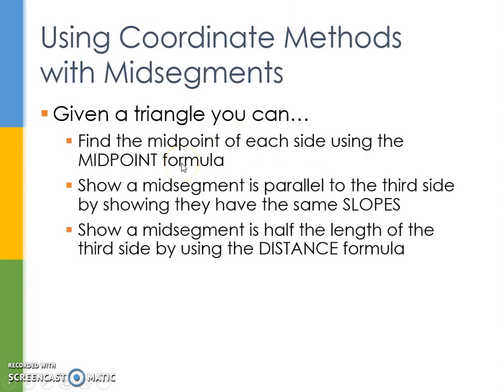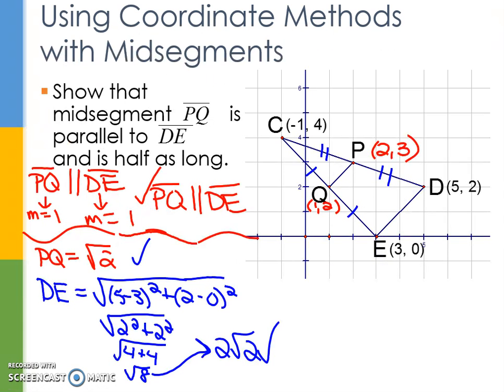So first, you can use the midpoint formula. Second, you can show the midsegment is parallel to the third side by using slopes, the same slopes, rise over run. And third, you can show the midsegment is half the length of the third side of the triangle by using the distance formula. So let me show you that. Let's fill in the blank using coordinate methods with midsegments. Show that midsegment PQ is parallel to DE and is half as long. So you have to prove that right here.